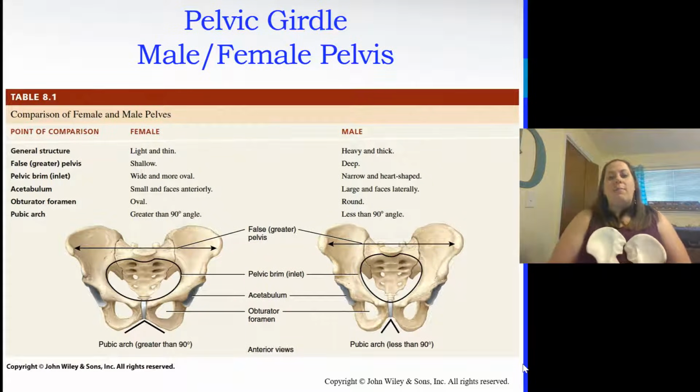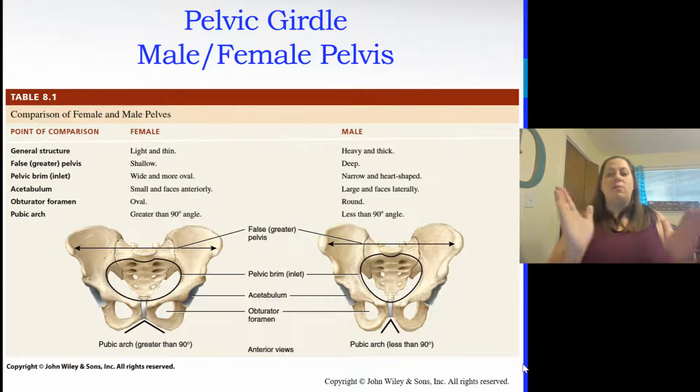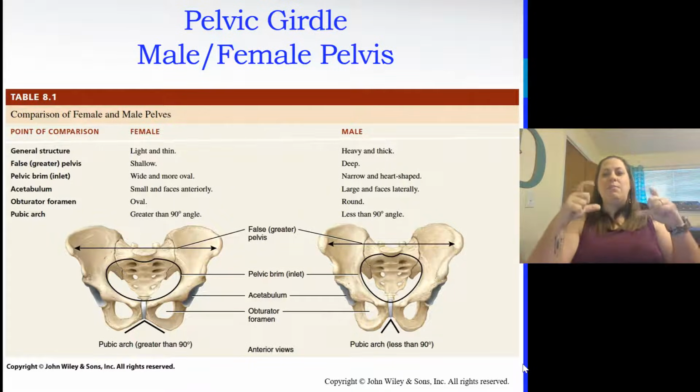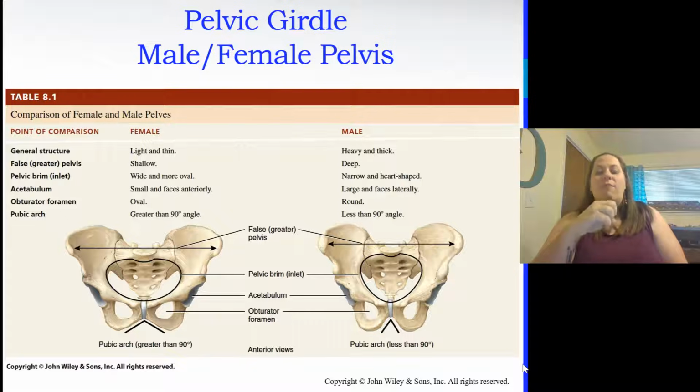So a male and female pelvis are going to be a little different. In general structure, the female pelvis is going to be a little lighter and thinner. The male's is going to be heavier and thicker. We do see that the false pelvis is going to be more shallow in females, whereas in males, those iliac crests are going to be higher, and so it's going to be a deeper false pelvis. The brim is going to be wide and more oval in females, where it's going to be more narrow and heart-shaped in males.